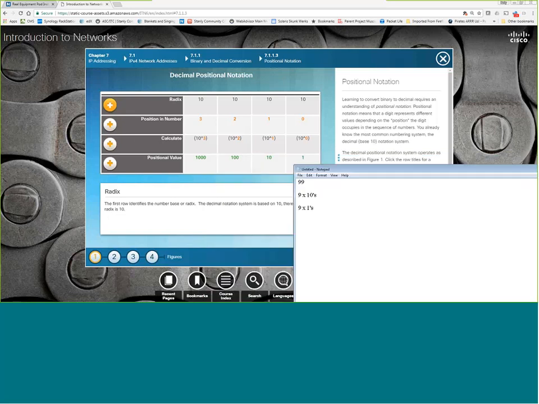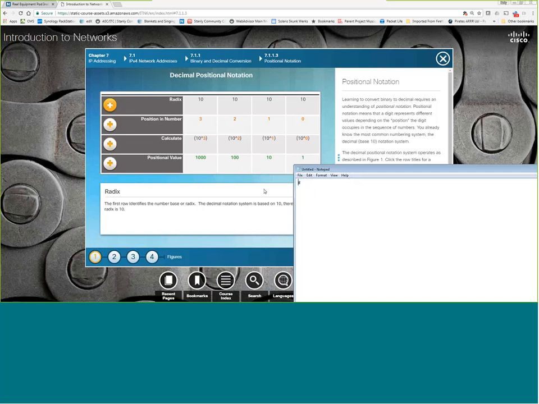But if we have 9 in the tens position, which gives you 90, and 9 in the ones position, which gives you 9, then 9 tens and 9 ones is 99. And that's how our base 10 numbering system works.